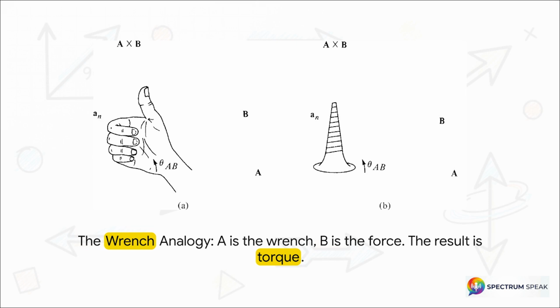Think of vector A as the wrench itself and vector B as the force you apply. The cross product, A cross B, is that resulting twisting action, the torque, that points straight out of the bolt. And to find that direction, you just use the right-hand rule. Point the fingers of your right hand along vector A, curl them toward vector B, and wherever your thumb is pointing, that's the direction of your new vector.